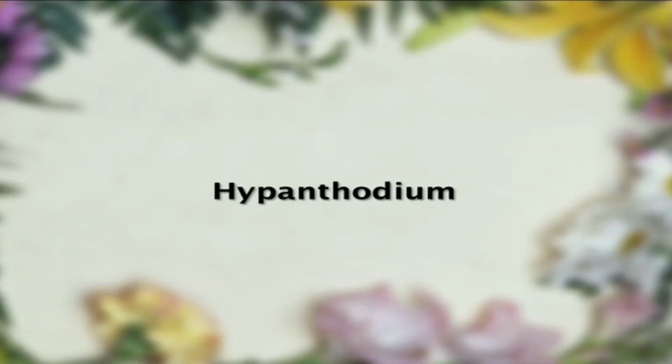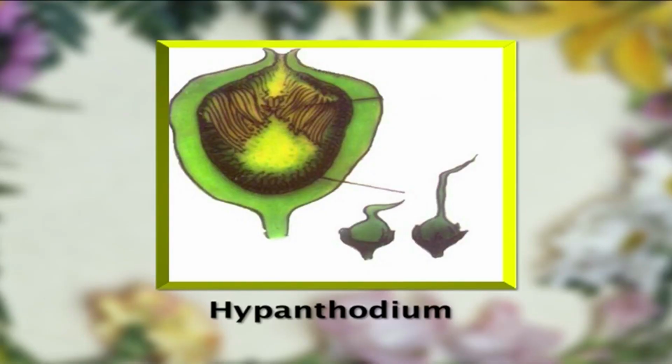Another special type of inflorescence is hypanthodium. In this type of inflorescence, the fleshy receptacle forms a hollow pear or flask-shaped structure with a narrow canal and a small pore at the top. The canal is guarded by downwardly pointed hairs and the pore is surrounded by a few scales. The whole structure encloses flowers in cymose groups.